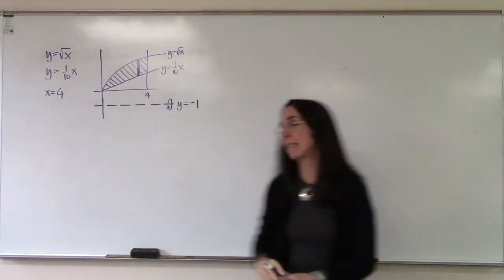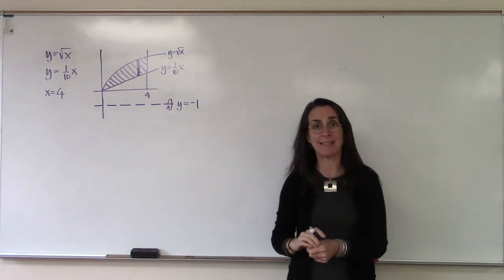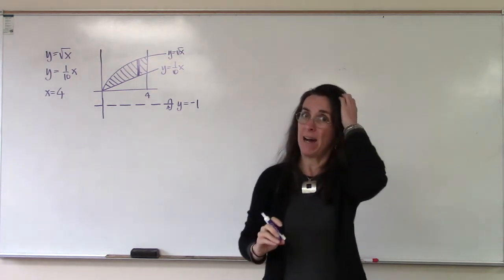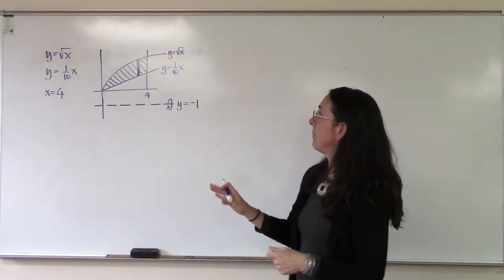So what if we, instead of flipping this about the x-axis, if we flip it about the line y is equal to -1, how is that going to change things? Well, if we, first of all, what are we going to get?